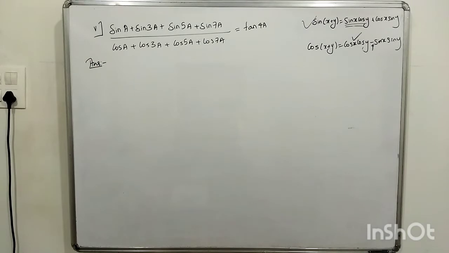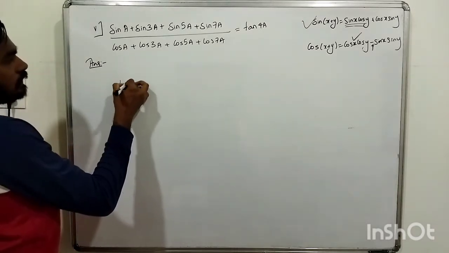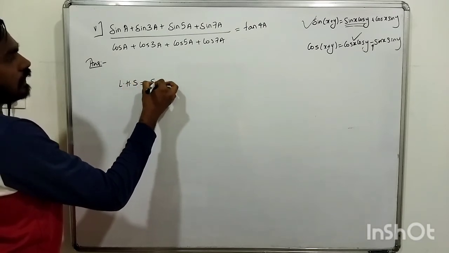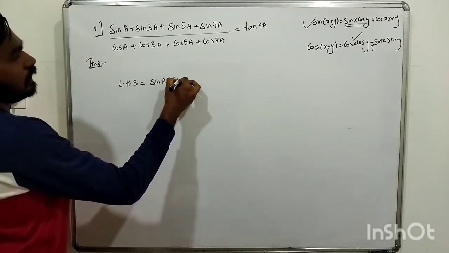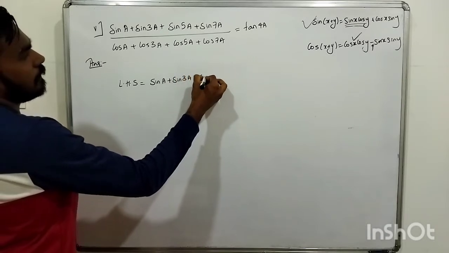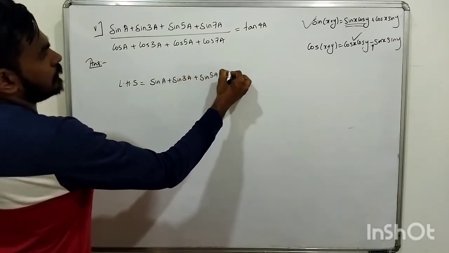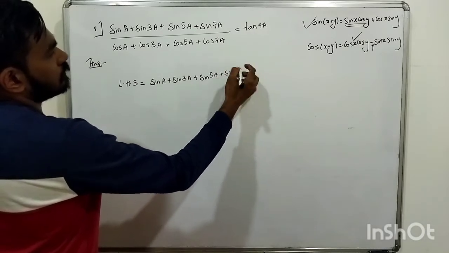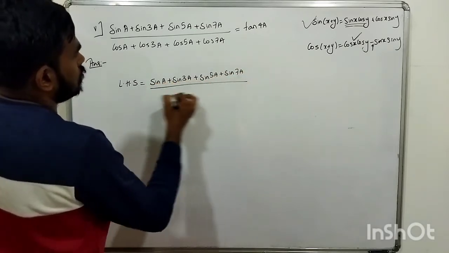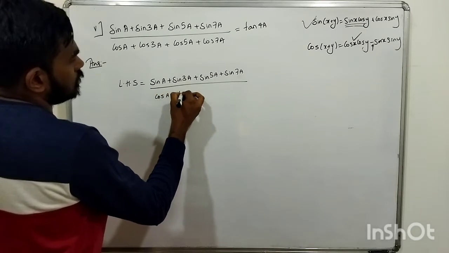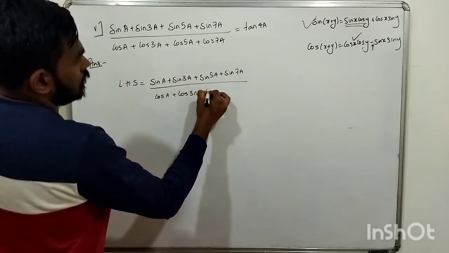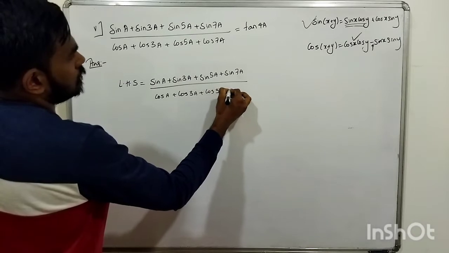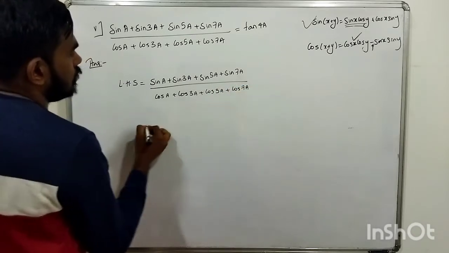(sin A + sin 3A + sin 5A + sin 7A) upon (cos A + cos 3A + cos 5A + cos 7A). So this we have to prove as RHS. So LHS first we will write as it is: sin A plus sin 3A plus sin 5A plus sin 7A upon cos A plus cos 3A plus cos 5A plus cos 7A. Now we will solve one by one.